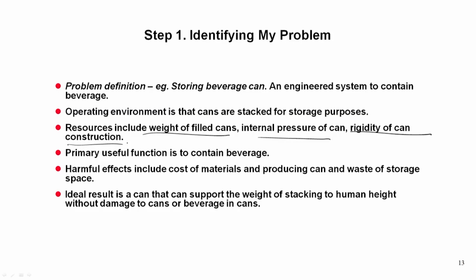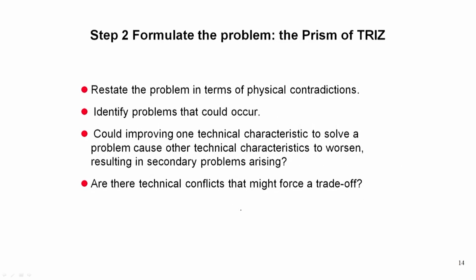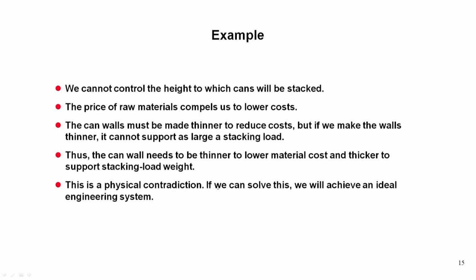An ideal result is a can that can support the weight of stacking to human height without damage to the cans or the beverage in the cans. That is what is typically the driving factor for, let us say, the Coca-Cola cans. Formulate the problem now in terms of the prism of TRIZ, that is, restate the problem first in terms of physical contradiction, identify the problems that could occur, and then map it in terms of technical contradictions, technical conflicts, and then use the TRIZ matrix for the solution.